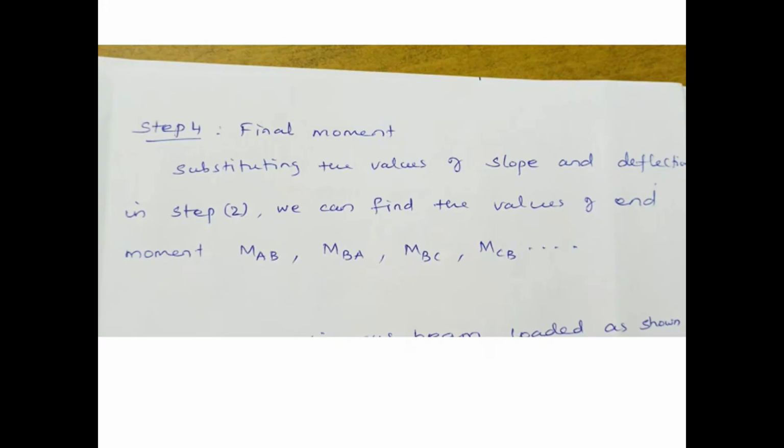So in the third step, we'll get the slope and deflection by solving the equilibrium equation. Here, that slope and deflection should be substituted in the second step. What is the second step? That is slope deflection equation. So in the slope deflection equation, we have to substitute the slope and deflection value, and we can find the end moment. That is MAB, MBA, MBC, MCB, and so on.